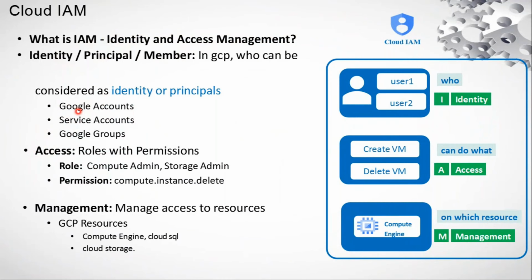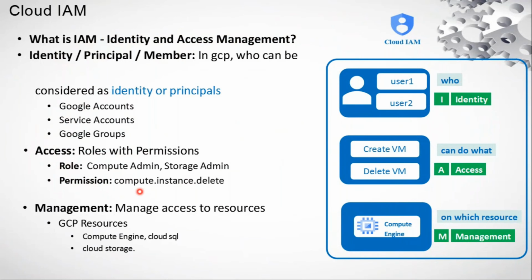To understand it easily in layman's words, a Google account can be like a Gmail account. We can take a Gmail account as an identity for now. Coming to access, access is nothing but roles with permissions. There are two things: one is role and one is permission. Each identity will have a particular role and that role will have particular permissions. Roles in GCP have naming conventions like compute admin, storage admin, or network admin. These kinds of things we call roles.